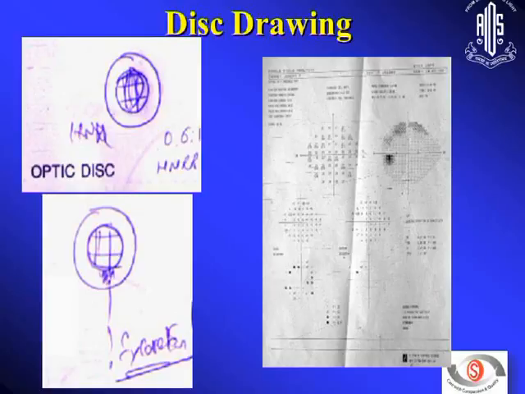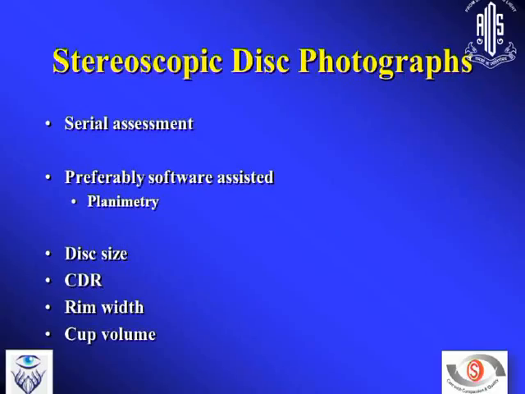Now what is the problem with this drawing? They are very subjective, even in an expert's hand. So yes, you should do the disc drawing, but to rely only on disc drawing for progression is not the ideal thing. The second thing is stereoscopic disc photograph. That means you take a stereoscopic disc photograph every time and assess the patients, preferably with planimetry software. And you can assess the disc size, cup disc ratio, cup rim width, cup volume, rim volume, rim surface area, individual clock hour rim width.